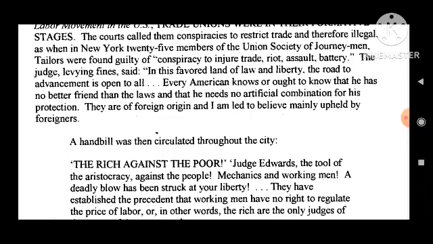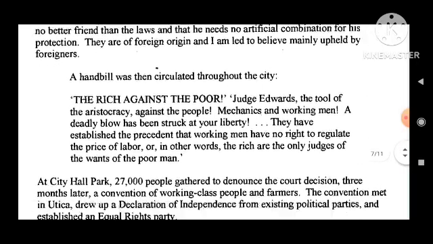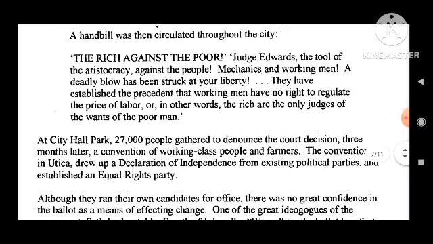They are of foreign origin and I am led to believe mainly upheld by foreigners. A handbill was then circulated throughout the city: "The rich against the poor. George Edwards, the tool of the aristocracy against the people, mechanics and working men, a deadly blow has been struck at your liberty. They have established the precedent that working men have no right to regulate the price of labor. In other words, the rich are the only judges of the wants of the poor man."